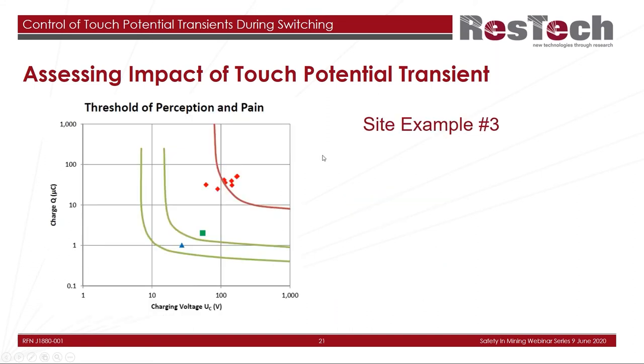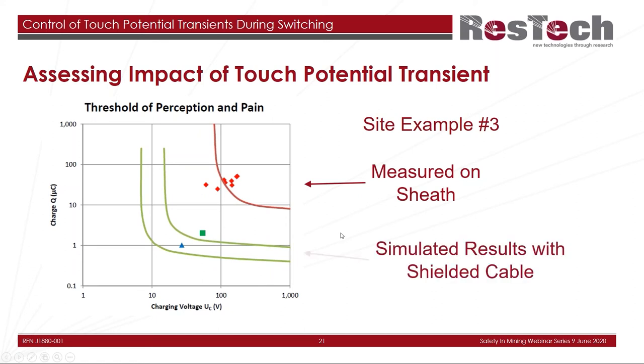If we were to do some of those calculations for one of those sites, these are ones where these were actually done. So this is actually measured on the sheet, which gave a worse result than on the machine itself. Doing some simulations, we found that if you simulate it with a shielded cable, you do get a much better result.